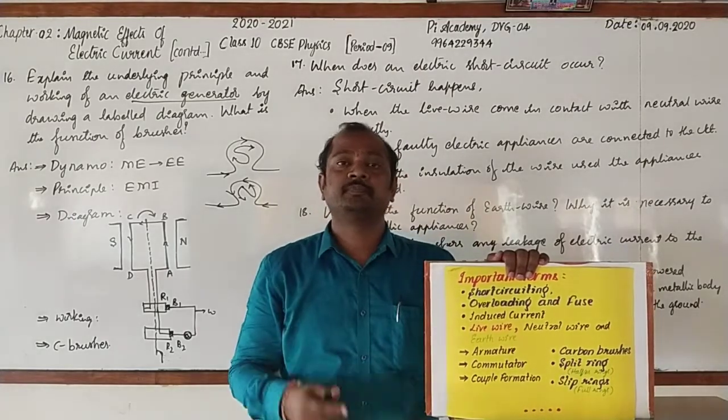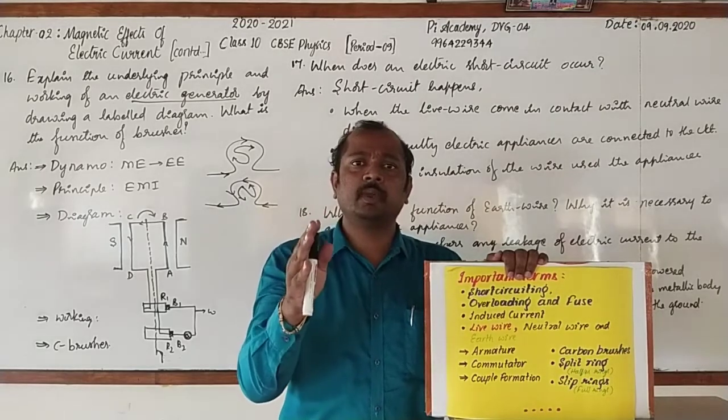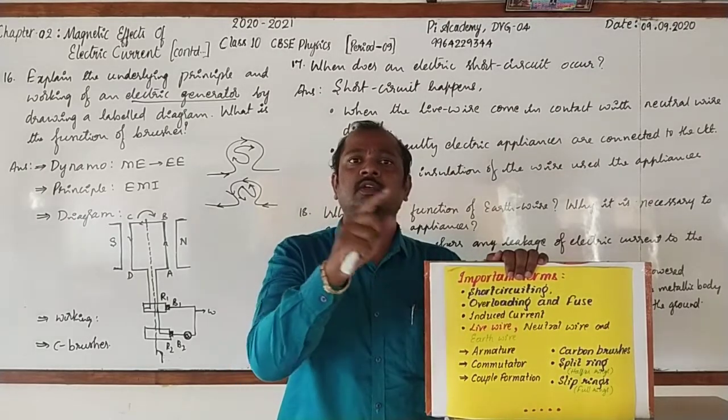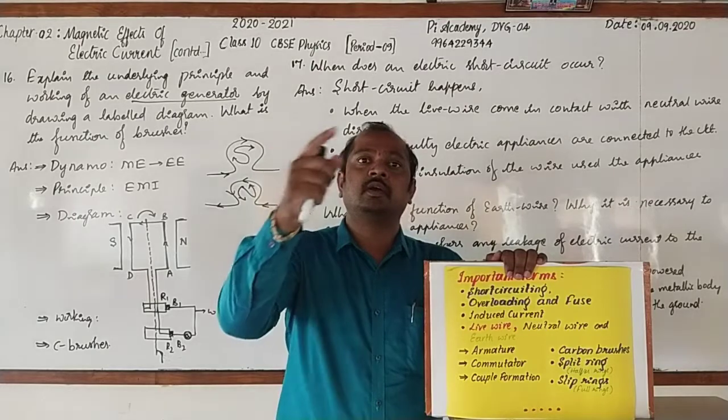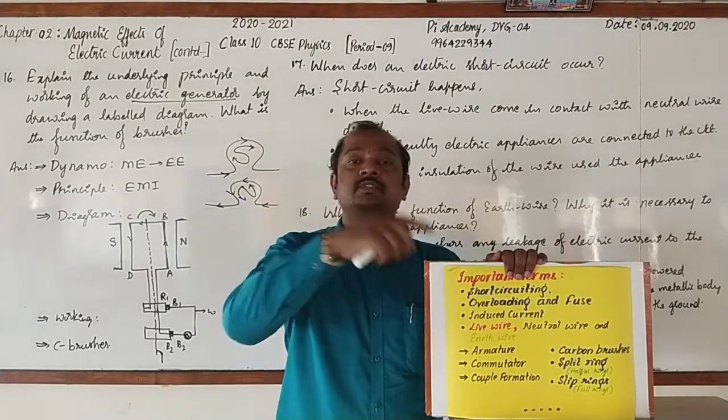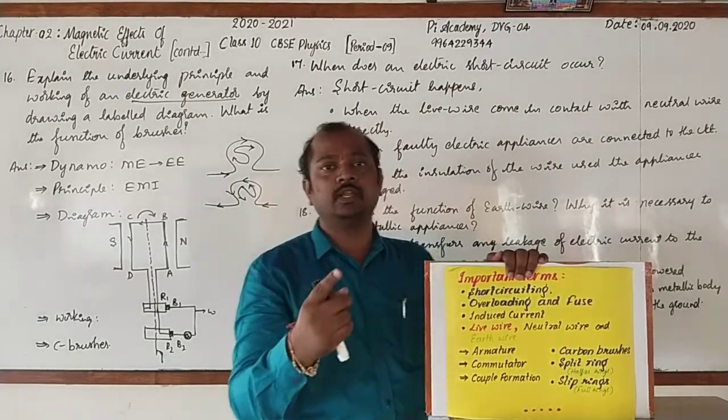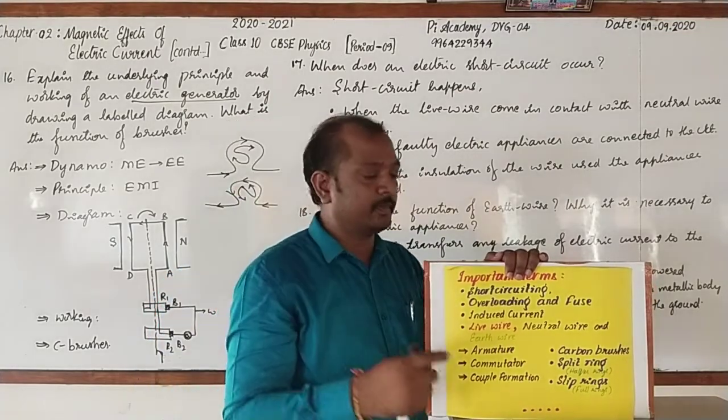Once again I tell you that if two equal magnitude forces act on the coil on the opposite arms in the opposite direction, then the coil starts rotating. This is known as couple formation.